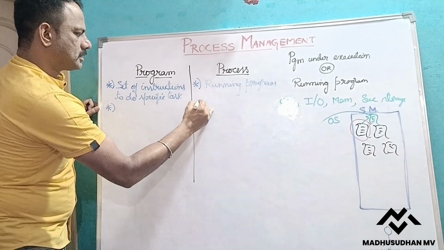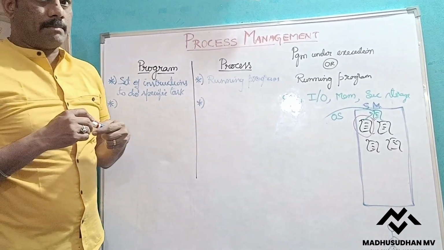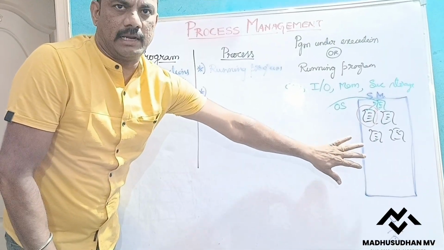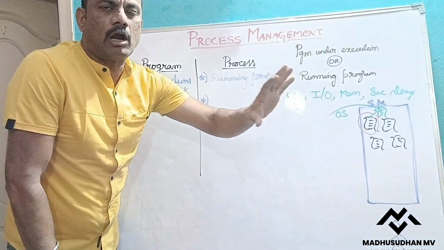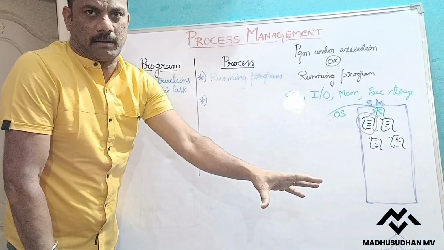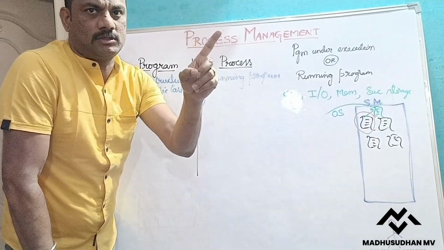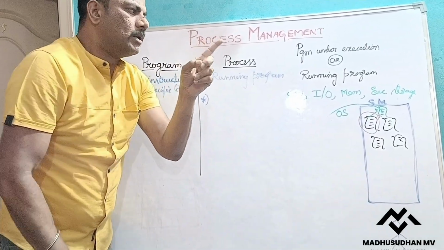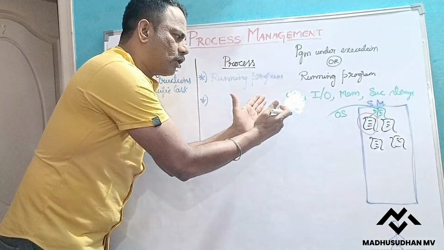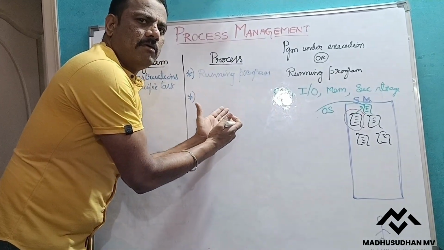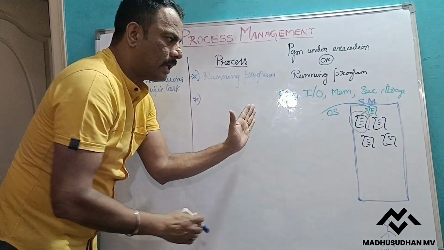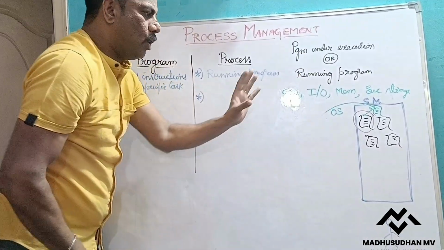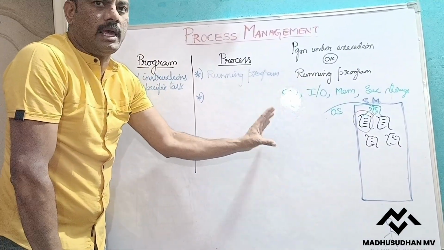Second difference. I gave the example in the previous video: we have stored some 50 songs in the secondary memory, and it is not possible to play all of them at the same time. We can play any one song. Whenever we execute one song, only that song is brought into the main memory and executed by our CPU. The remaining songs are still in the secondary memory. Only one song will be playing.